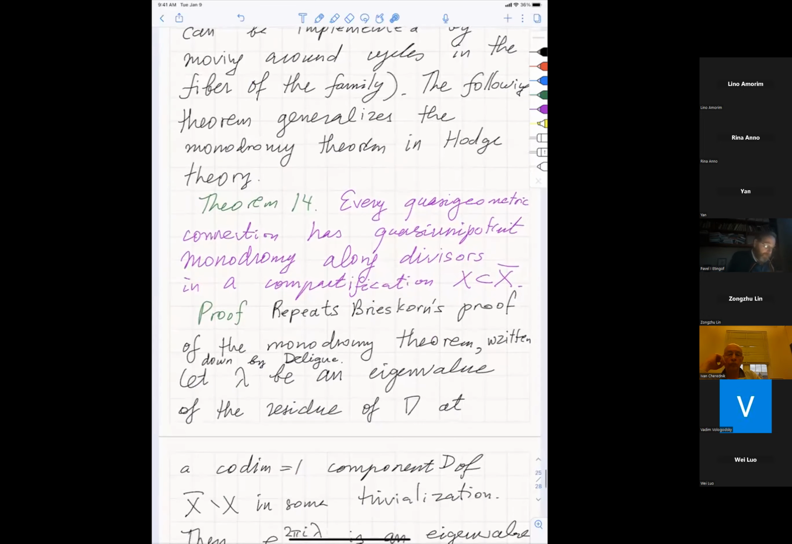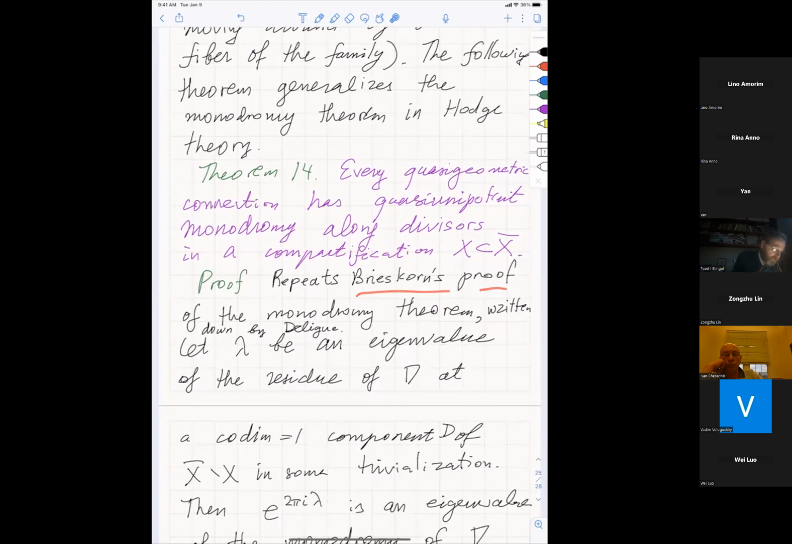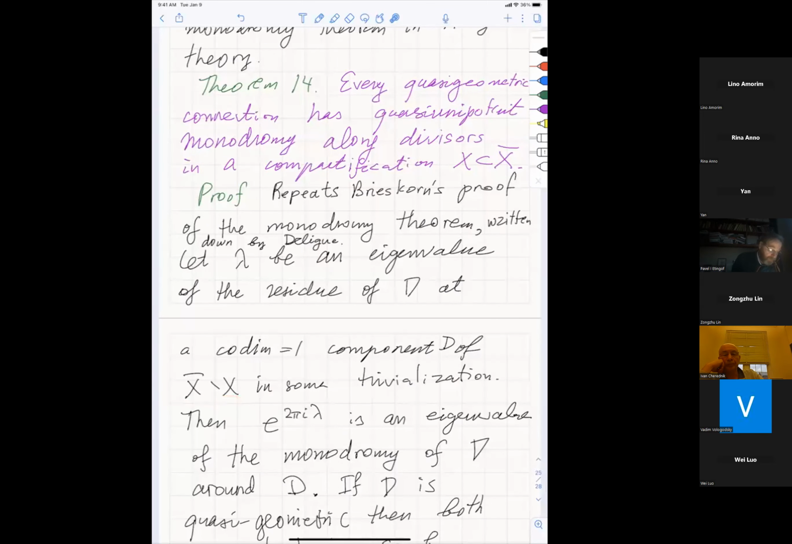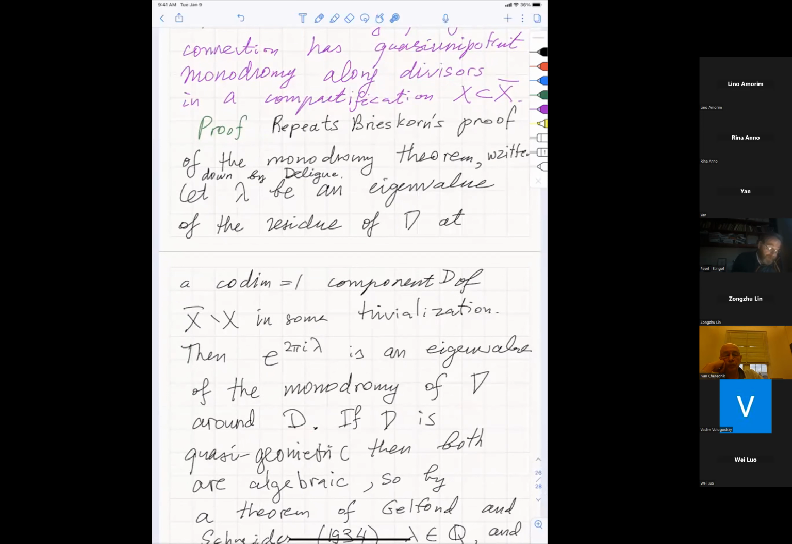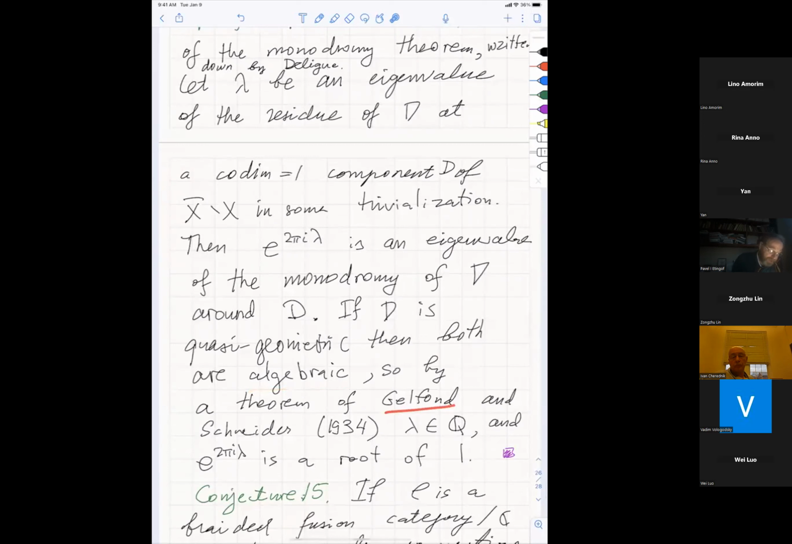And the proof is actually very simple. It repeats Brylinski-Kashiwara's proof of the monodromy theorem, which you can find in Deligne's book on regular differential equations from 1970. It says the following: suppose lambda is an eigenvalue of the residue of nabla on a codimension 1 component of the boundary, then e to the 2 pi i lambda is an eigenvalue of the monodromy of nabla around this component. Now, if nabla is quasi-geometric, this means that both have to be algebraic numbers. Then we can use the theorem of Gelfond and Schneider to make sure that this number is in Q, which means that this eigenvalue is a root of unity, which is exactly what it means to be quasi-unipotent. So this is a 55-year-old proof of this monodromy theorem, which can be used in this more general setting.